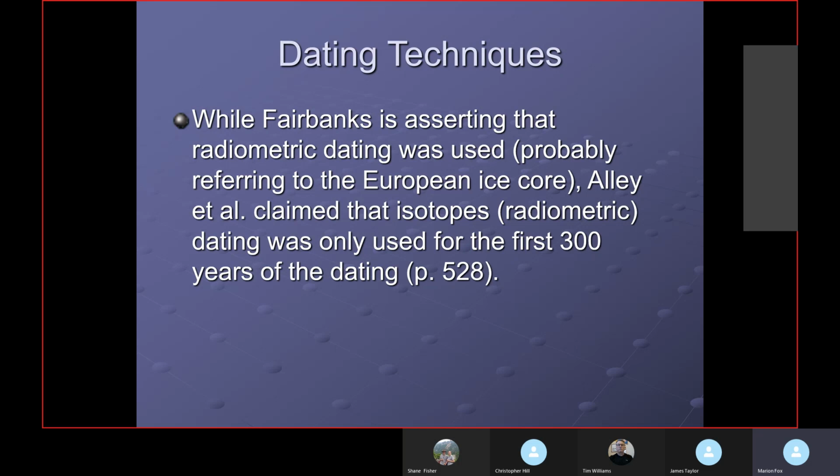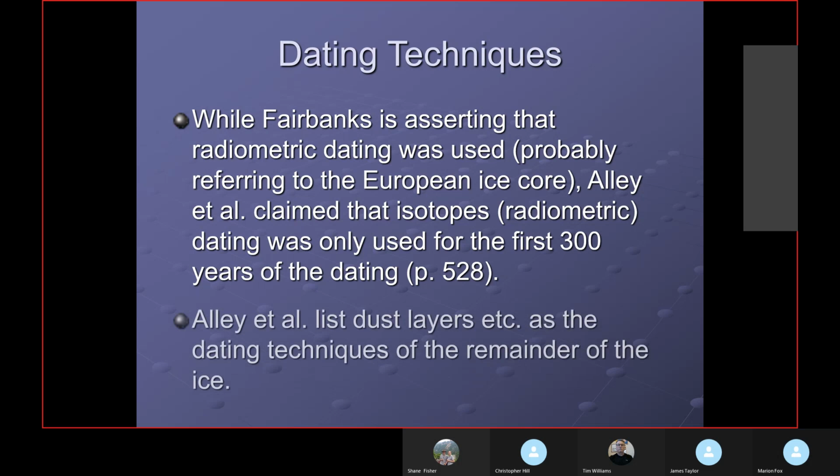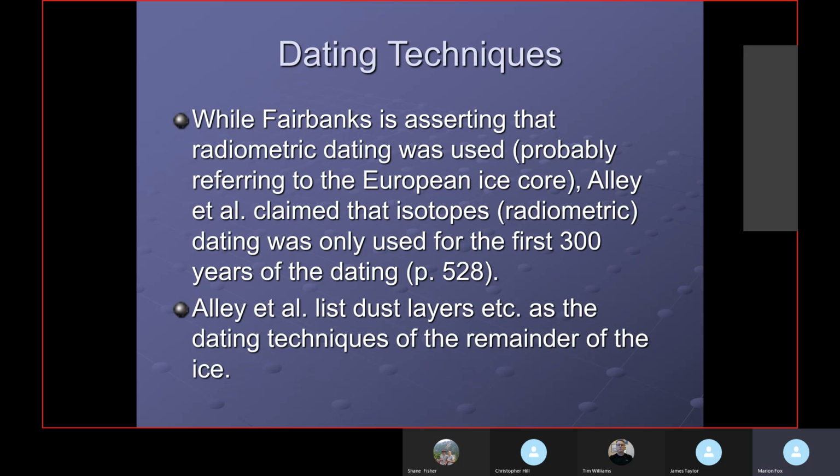So right here, the isotopes, they use them to date. And they were only used for the first 300 years of the dating. So they're using isotopes to date it. Now we're going to look at this. It was only used for the first 300 years of the dating. That's interesting, only for the first 300 years. They list dust layers as the dating technique for the remainder of the ice.